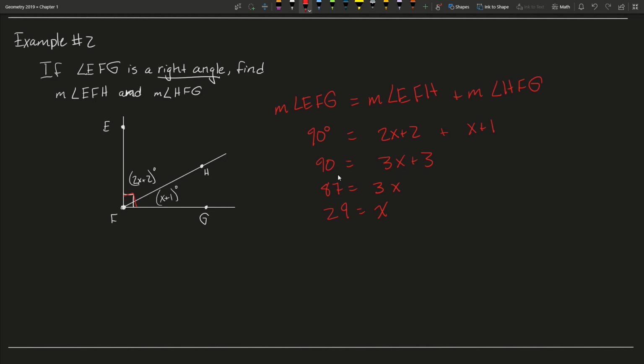Again, this isn't our answer. This is part of our answer, but not our entire answer. From here, we have to substitute x into both of these expressions. So the measure of angle EFH is equal to 2x plus 2 degrees, but now we know x, so it's 2 times 29 plus 2. So this is 58 plus 2 degrees, which is 60 degrees.